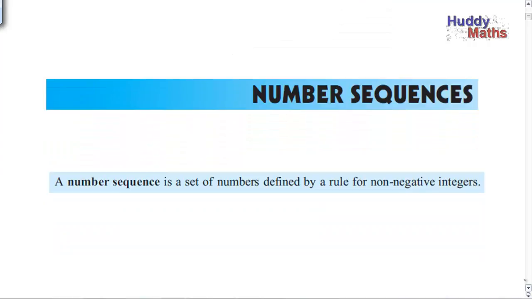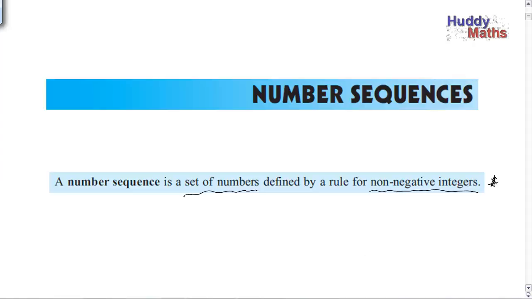So the screen clippings here are from Hayes and Harris Publications, and we're going to call this first type of modelling sequence modelling, or number sequences, to describe a pattern that we might observe in a building like that brick wall or something like that. So here's our definition. A number sequence is a set of numbers, a sequence of numbers one after the other, defined by a rule for non-negative integers. Wow, that's a mouthful. What does that mean?